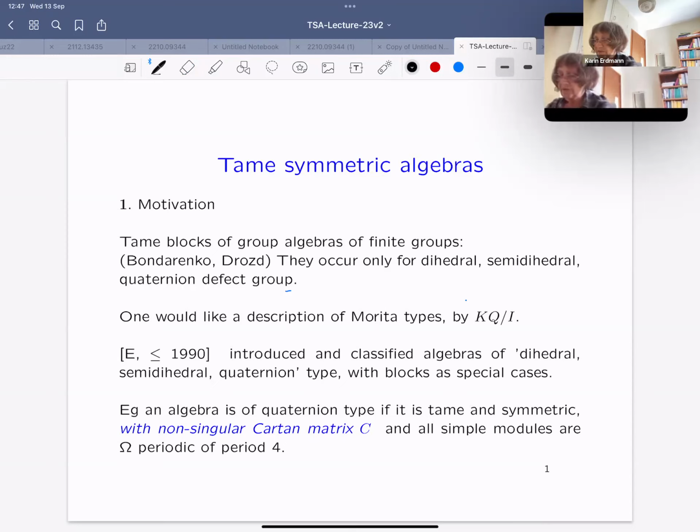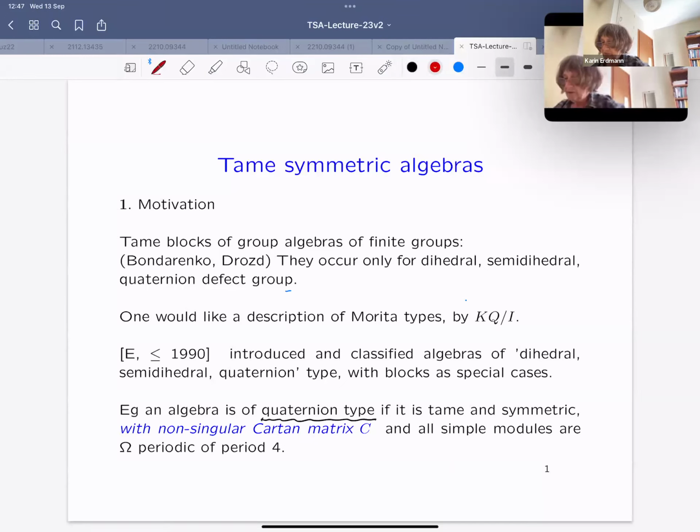Anyway, this has been known for some time, and one would like to understand the classification up to Morita equivalence. A long time ago, I introduced algebras which I called dihedral, semi-dihedral, and quaternion type, and they are given by equivalent relations, and blocks appear as special cases. In some sense, this put the blocks into a wider context. I've given one example here: quaternion type, that's perhaps the most interesting one.